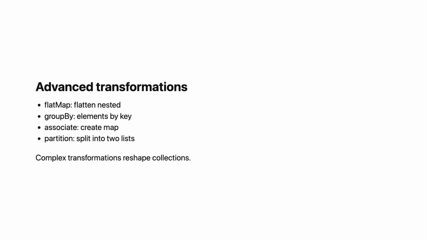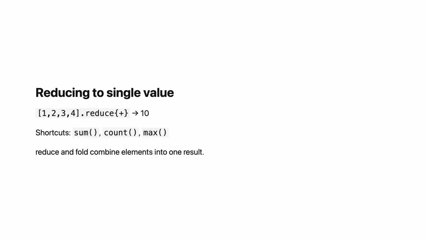FlatMap: transform and flatten. Each element becomes a list, and all lists are combined. val nested = listOf(listOf(1, 2), listOf(3, 4)). nested.flatten() gives listOf(1, 2, 3, 4). GroupBy: group elements by a key. people.groupBy { it.city } gives a Map<String, List<Person>>. Associate: create a map from elements. people.associateBy { it.id } gives a Map<Long, Person>. Partition: split into two lists based on a condition. val (evens, odds) = numbers.partition { it % 2 == 0 }.